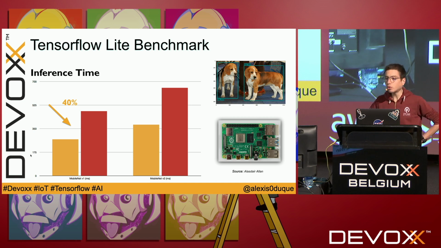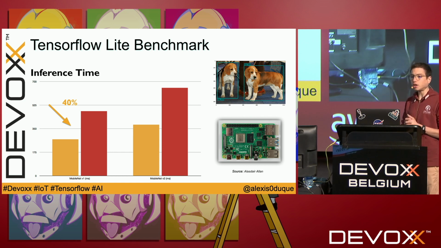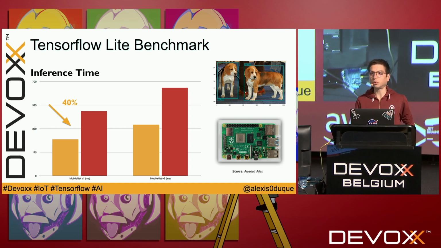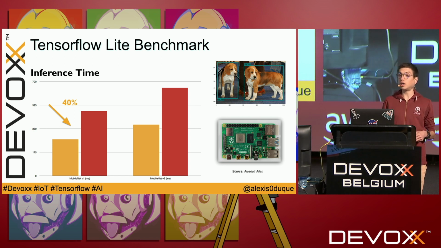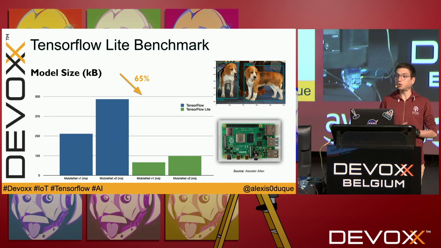So now some benchmarks with a bigger model, because the model here is tiny, just for a regression. Here are some benchmarks with MobileNet, the model that is used for object recognition on pictures, and we can see that the inference time with TensorFlow Lite is reduced by up to 40%. And the model size is reduced for the same model with TensorFlow Lite by up to 65%.